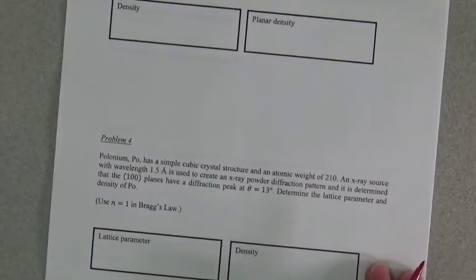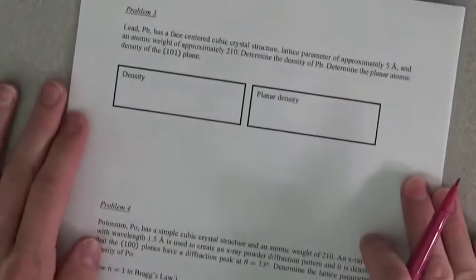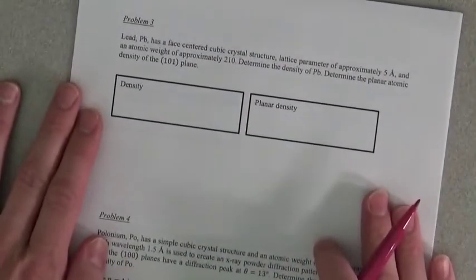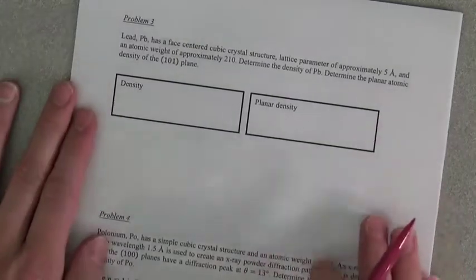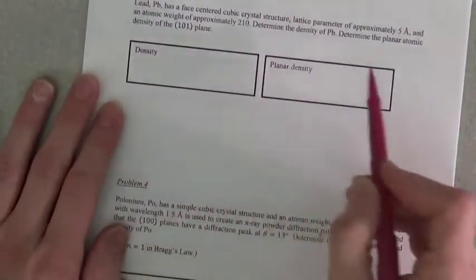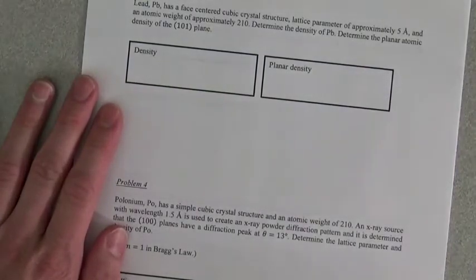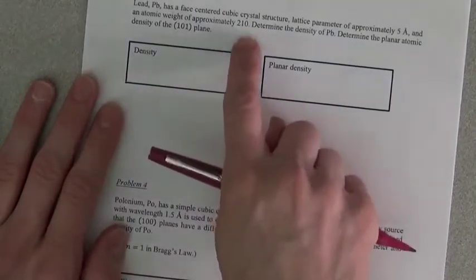These next two problems really we're talking about crystal structure and about packing density, and lattice parameter and diffraction. The first problem gives us lead, that's FCC. We picked a kind of nice round lattice parameter and the atomic weight.